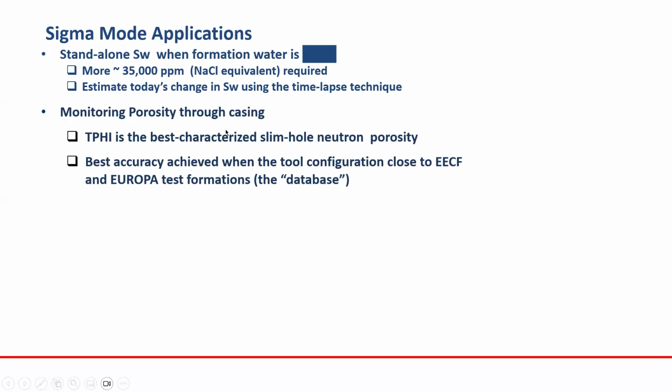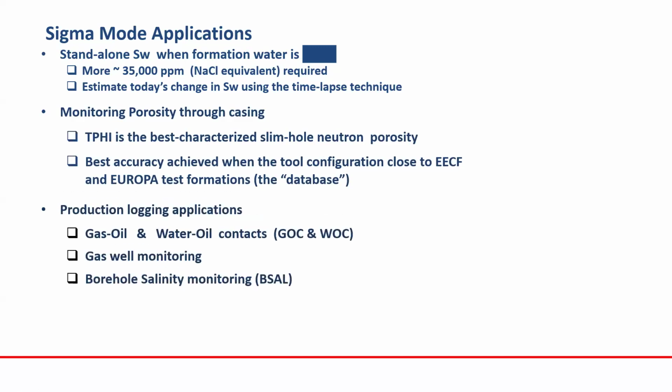Okay. Monitor porosity through casing. T5 is the best characterized. T5, as I said, is the decline, and the hydrogen is reducing this, so we can calculate the hydrogen index, and so can retrieve porosity from this. Okay. Production logging applications: gas well, water well contact, gas well monitoring, borehole salinity monitoring.